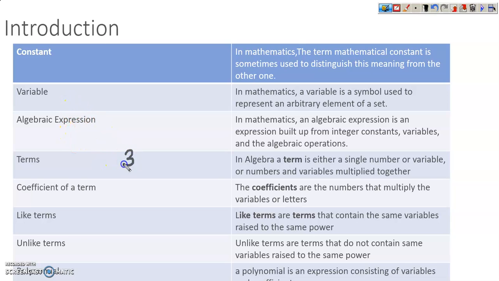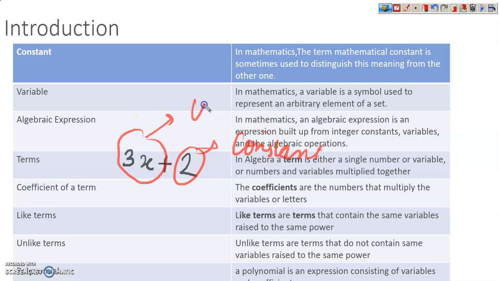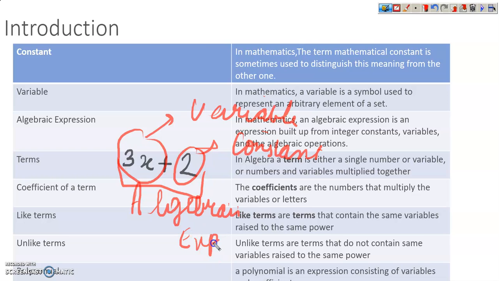For example, like 3x plus 2. No, sorry. Here it has become an algebraic expression. Only 3x and 2 are terms, where 2 is a constant and 3x is a variable, and this whole becomes an algebraic expression.